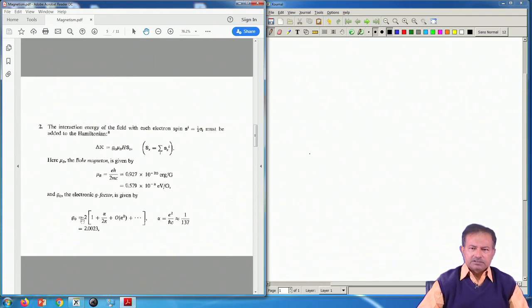The g0 factor is of course the g factor. g0 is the famous g factor, which is typically taken, almost for all practical purposes, to be 2, although there are corrections.